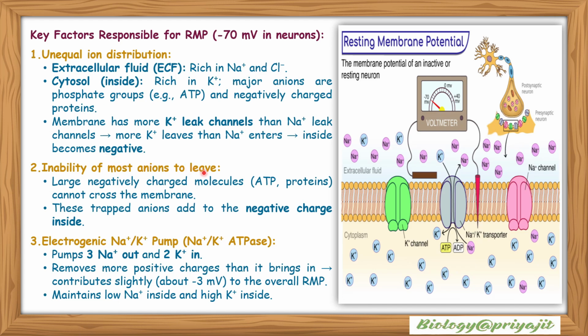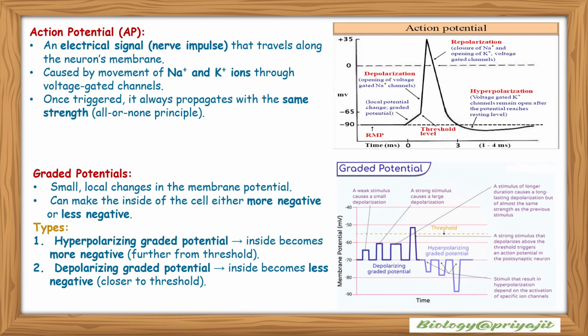Inability of most anions to leave. Large negatively charged molecules like ATP and proteins cannot cross the membrane. These trapped anions add to the negative charge inside. The third reason is the electrogenic Na+/K+ pump, that is Na+/K+ ATPase. It pumps 3 Na+ out and 2 K+ in. It removes more positive charges than it brings in. It contributes slightly, about minus 3 millivolts, to the overall resting membrane potential, and it maintains low Na+ inside and high K+ inside.